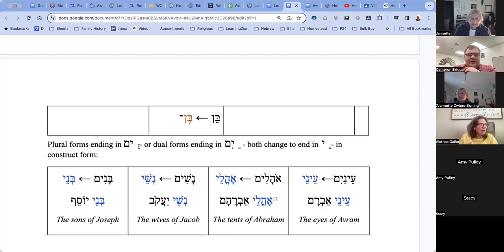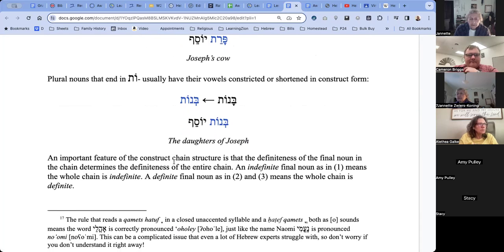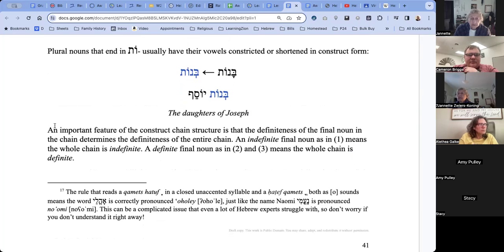And then yim or im both change to a. And then it says an important feature of the construct chain structure is that the definiteness of the final noun in the chain determines the definiteness of the entire chain. Oh, there's our answer. So an indefinite final noun, as in number 1, means the whole chain is indefinite. A definite final noun, as in 2 and 3, means the whole chain is definite.